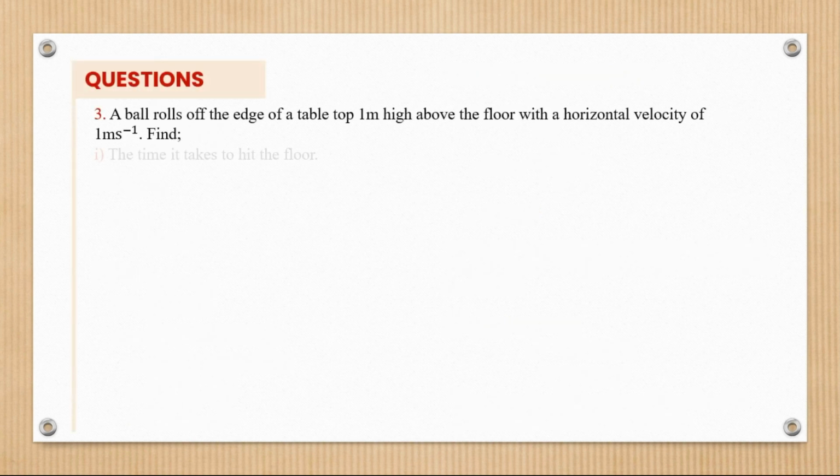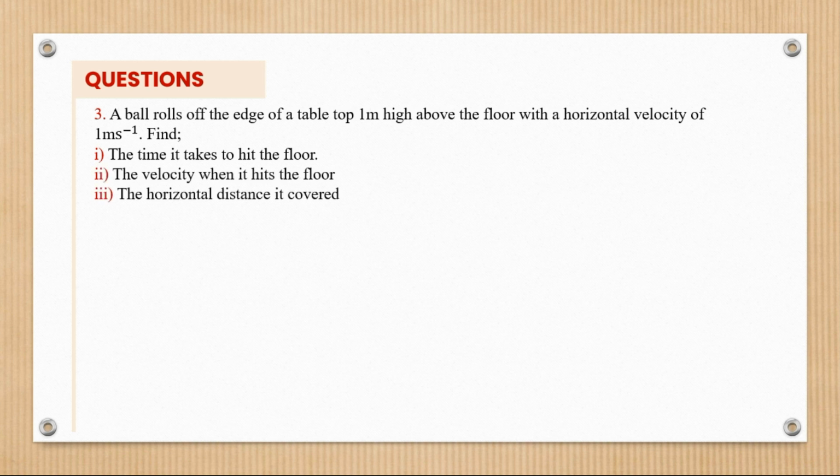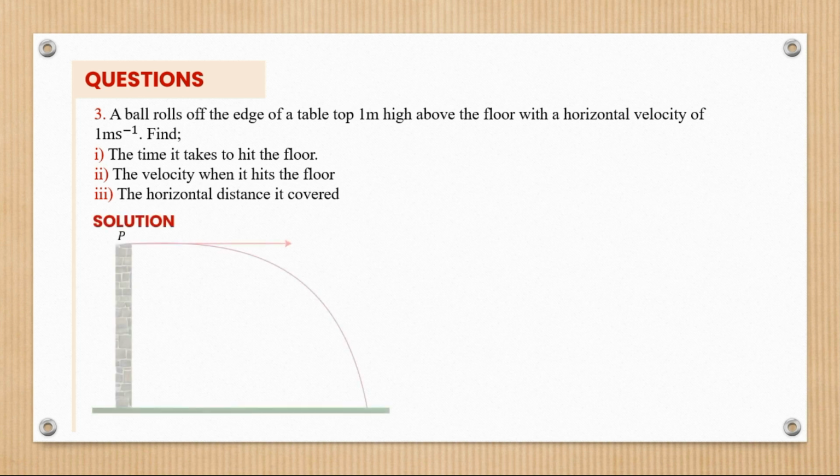Alright, so moving on to question number 3. In question number 3, we're told that a ball rolls off the edge of a table top 1 meter high above the floor with a horizontal velocity of 1 meter per second. Find the time it takes to hit the floor, the velocity when it hits the floor, and then the horizontal distance it covered. So let's first sketch this.